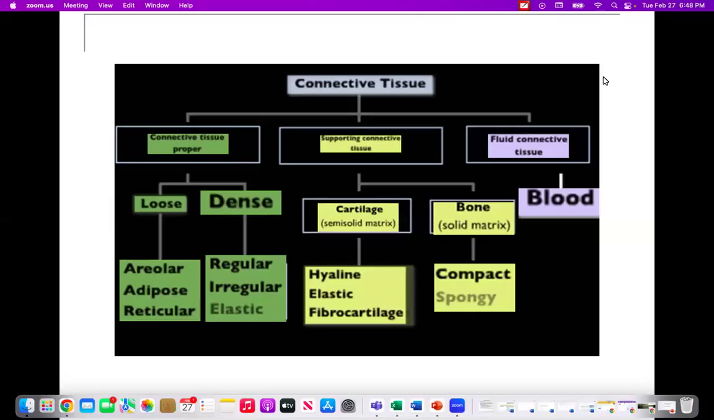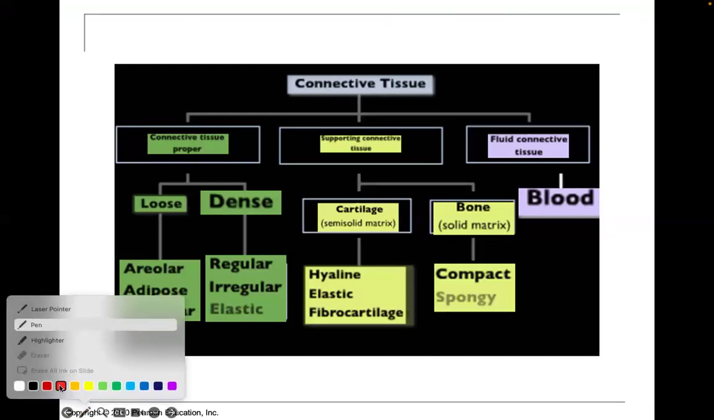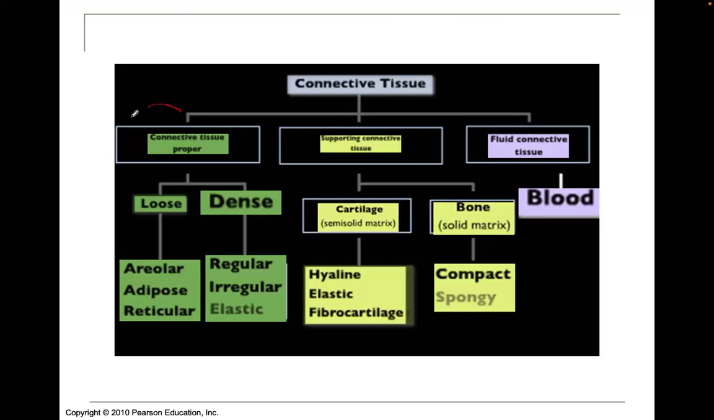Hi class, welcome back. We are on connective tissue. In a previous video, we spoke about connective tissue proper. We spoke about loose and dense. We spoke about areolar, adipose, reticular, and regular and irregular, right? Dense regular and dense irregular connective tissue.